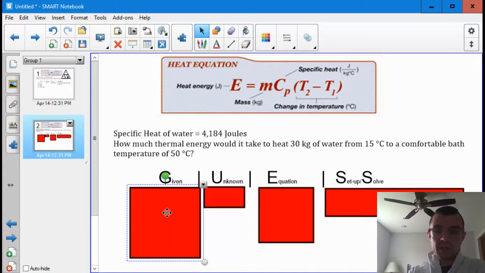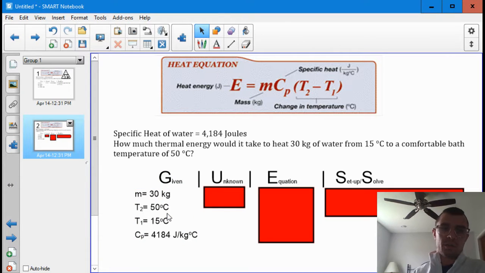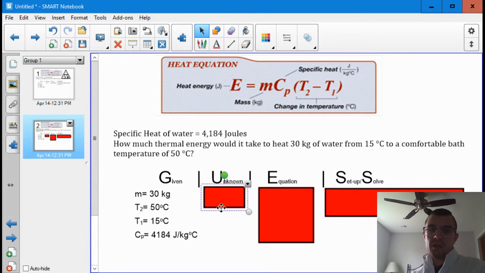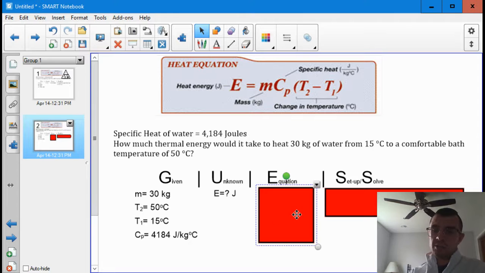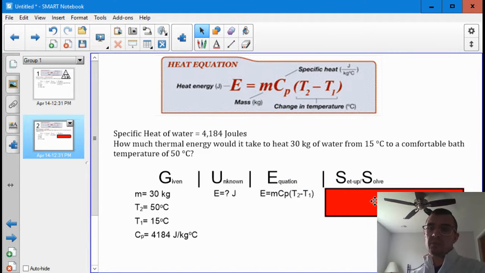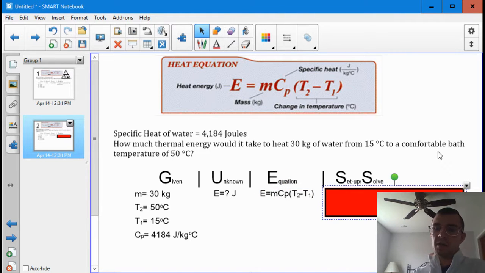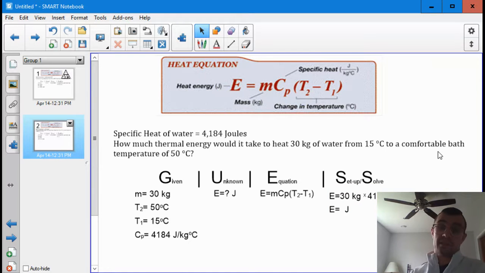So here we go. Get rid of that box to look at our given information: 30 kilograms, T2 is 50, T1 is 15, and my specific heat of water. Looking for energy, and I use my specific heat equation. Then I just need to add in my numbers, set it up, and solve it. I did not solve this one. I figured that you guys would be able to do that. Go ahead and practice it. Type it into your calculator: 30 times 4,184, and then in parentheses times 50 minus 15, so times 35.